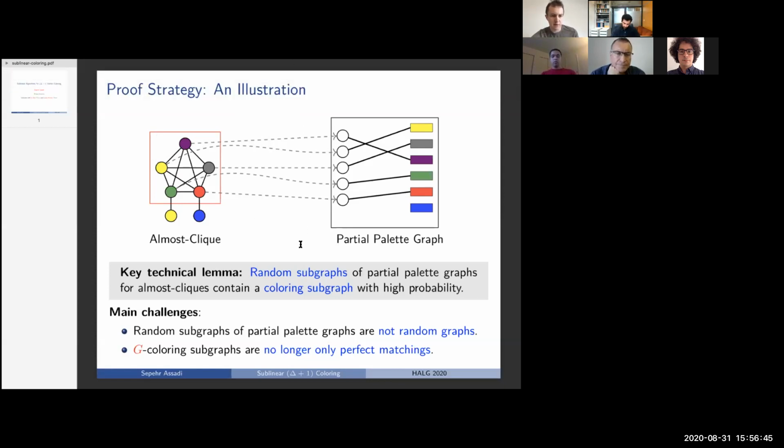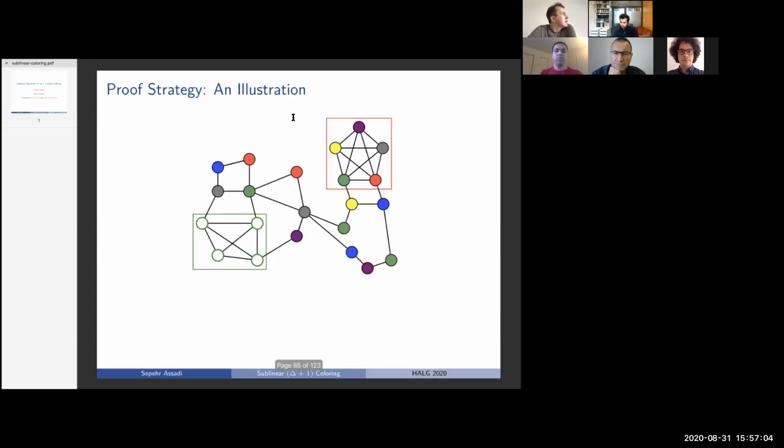So there were two problems with handling this. One was that this wasn't really a random graph. The other is that these coloring subgraphs are not necessarily a perfect matching. They can be something up to a 2-factor, but both of these things can be handled and we can color this almost clique. Then the proof is done, basically, because we can color each of these almost cliques individually. So we color this one, we color this one, and then we are done.